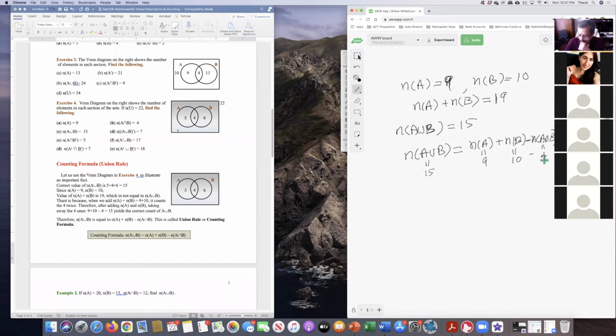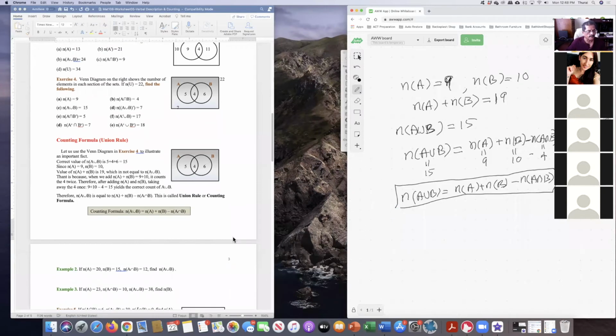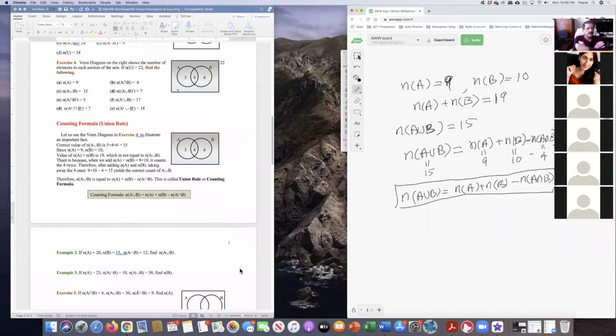So we have a formula. Count of A union B is equal to count of A plus count of B minus the count of the intersection. This is called the union rule, or counting formula for sets. Two names are there, so you need to remember those names. Different books may use different names: union rule or counting formula. Anyway, we can apply that to do problems like the following, example 2.